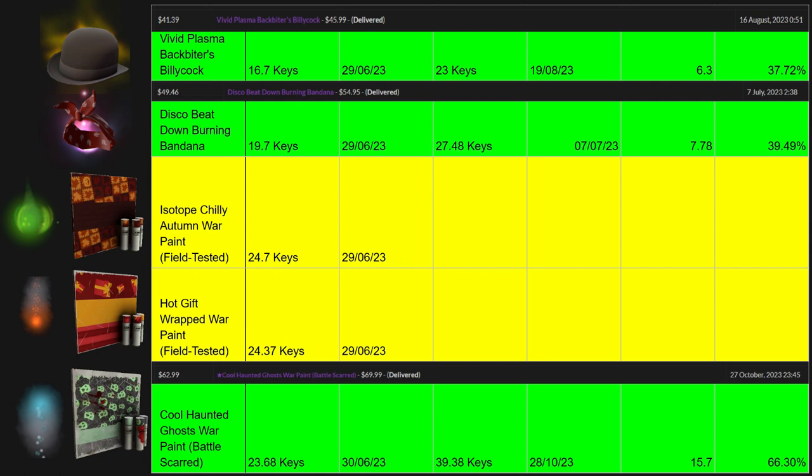Cool Haunted Ghost Warpaint Battle Scarred. This is a great looking warpaint, but it is unfortunately battle scarred. It took a while to sell, but I got it for very cheap and that margin is very good. I'm surprised it sold for this much as well. If you get an isotope one of these in any condition, list it very high. I guarantee you someone will snag it up no matter how much it costs. I'm talking like $200, $300, $400.